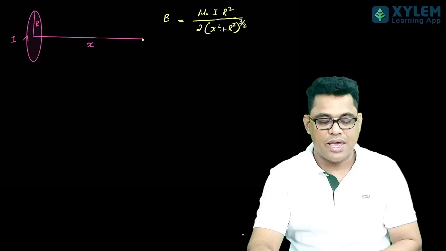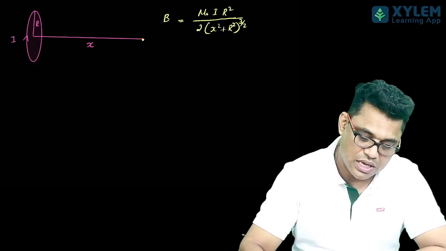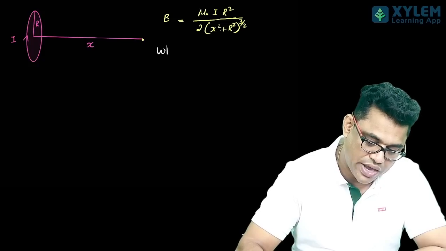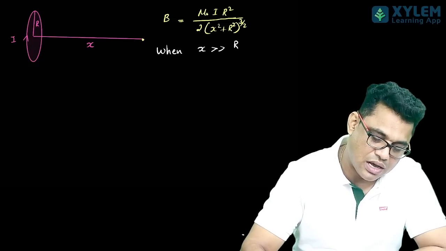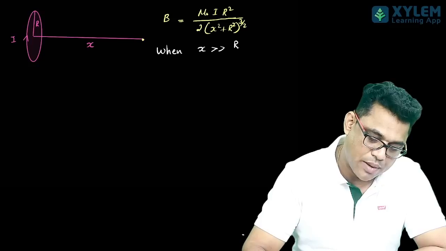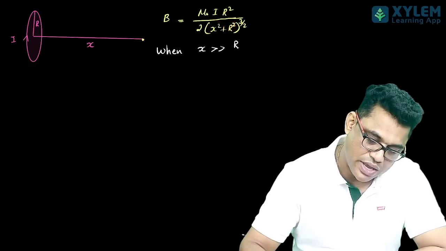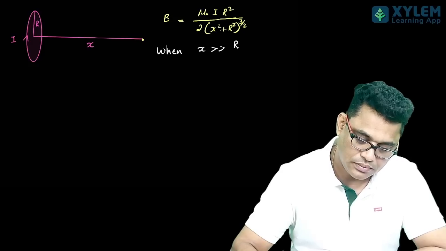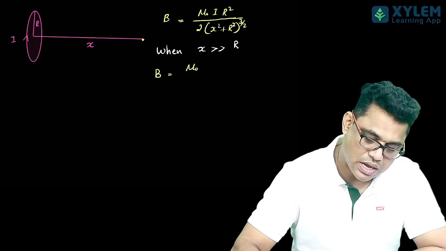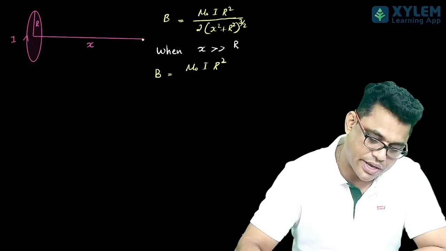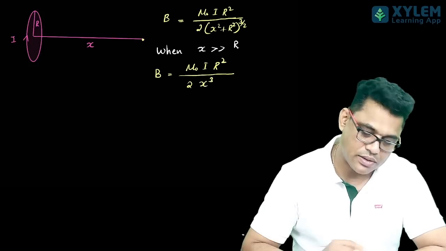Now, the given condition shall be applied. What is the given condition? X is much greater than r. When x is much greater than r, the r square term compared to the x square term can be dropped. This term can be dropped. Therefore, what you get? Then you get B is equal to mu 0 I r square divided by 2x cube.